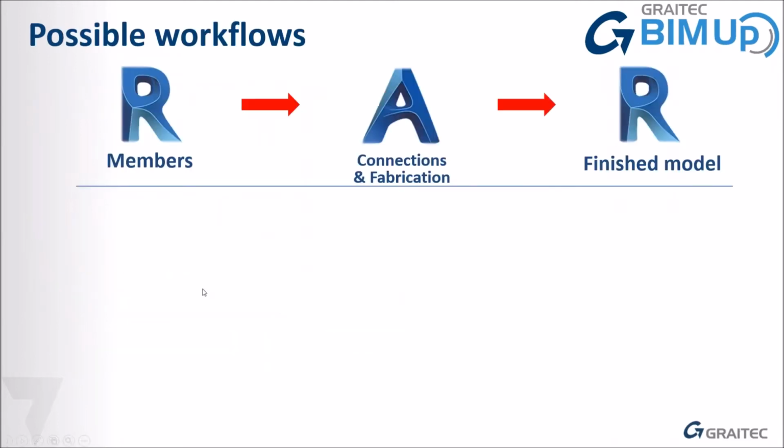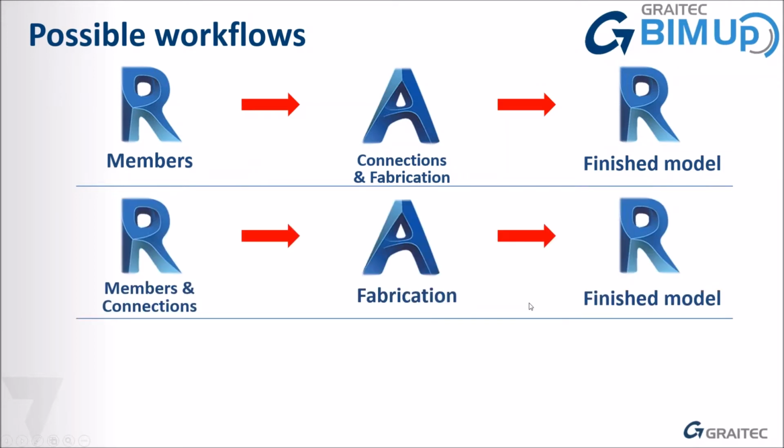So, possible workflows. Workflow number one is we're going to start in Revit. All we're going to do is put the members in. We're not going to put any connections on. We're going to take it to a level of detail, I think it's about 200, so we're just modeling the members in the correct position. Then we will send it to Advanced Steel, where we'll put all of the connections on, run all the fabrication details, run all of the lists, etc. And then finally, when that's finished, we can send it back to Revit.